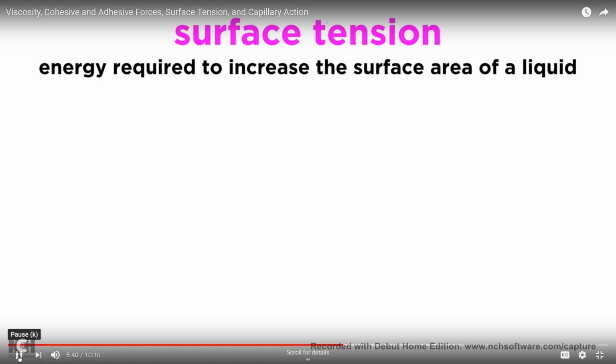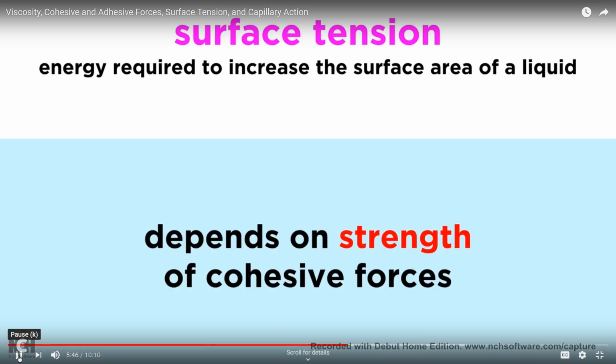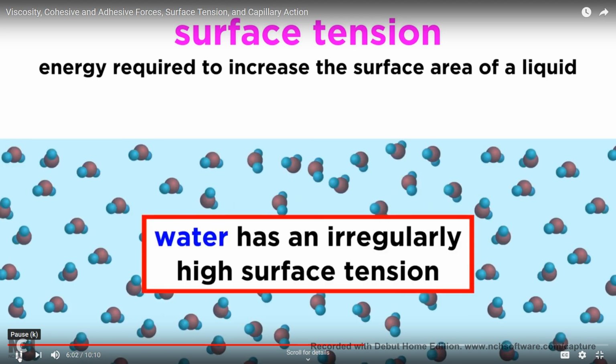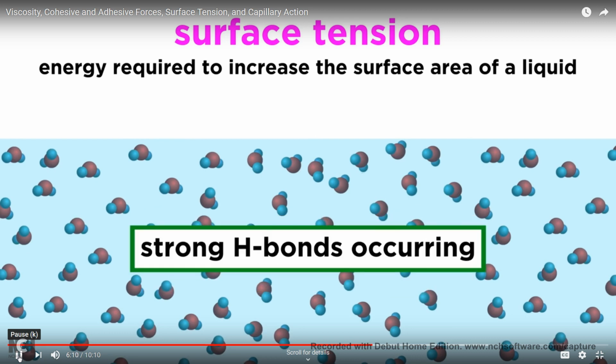Another phenomenon that is related to cohesive forces is called surface tension. Surface tension is defined as the energy required to increase the surface area of a liquid. This will depend on the strength of the cohesive forces in the liquid. The stronger the cohesive forces, the stronger the surface tension, as any increase in surface area will necessarily disrupt some of these interactions. Different liquids have different surface tensions, and water has an irregularly high surface tension, considering the small size of the molecule. This is because of the strong hydrogen bonding occurring.